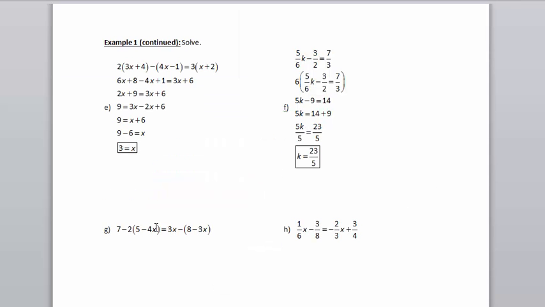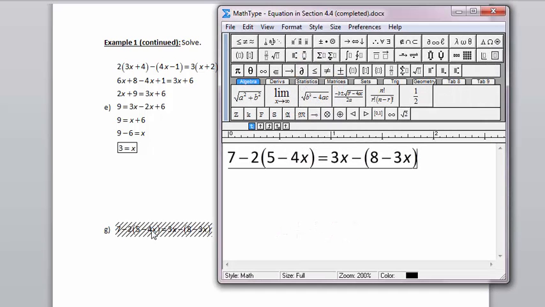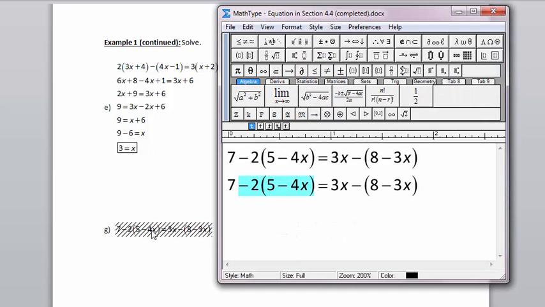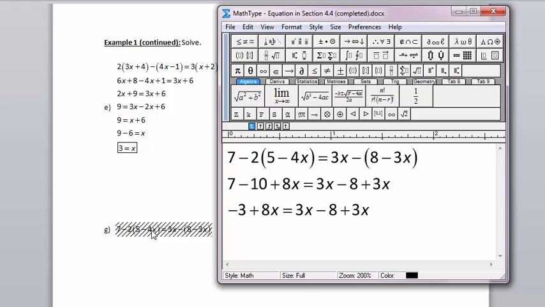Parts G and H give us some more opportunities to practice our distributing and fraction skills. Let's look at G. The first set of parentheses needs to be distributed. That's going to give us negative 10 and a positive 8x. The second set of parentheses, we need to distribute that negative. That'll give us a negative 8 and a positive 3x. Now let's combine like terms. 7 minus 10 is negative 3, and 3x plus 3x is 6x.